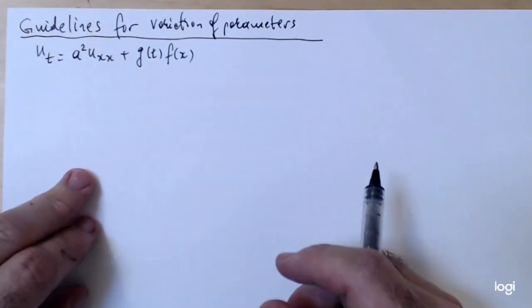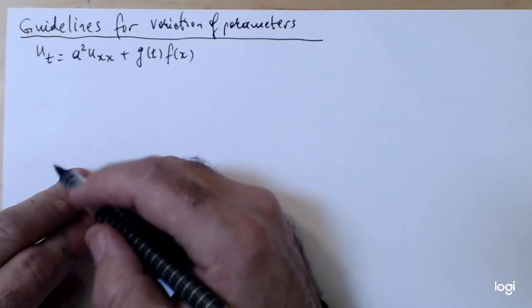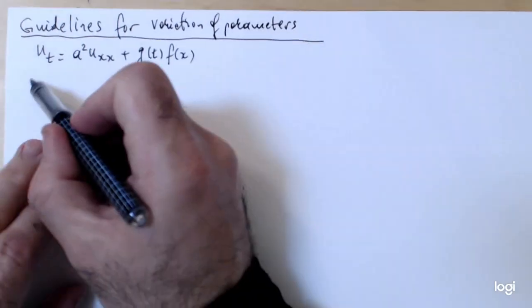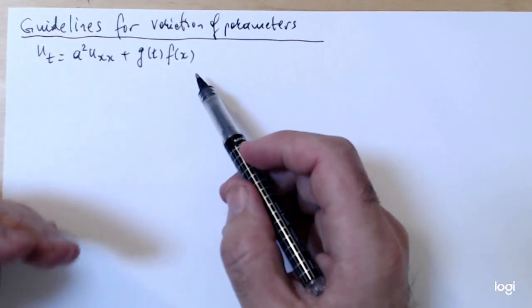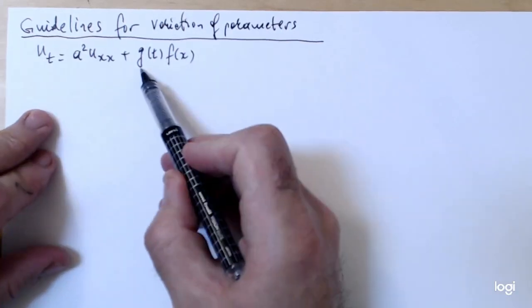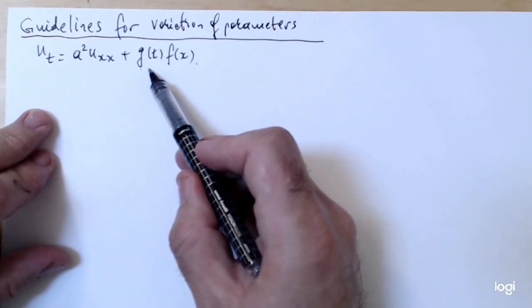Okay, so let's provide some guidelines for the method of variation of parameters. So in the first step, let's look at the problem. The typical problem for which this is applicable is a problem in which the non-homogeneous term, again, is in the form of a function of t times a function of x.